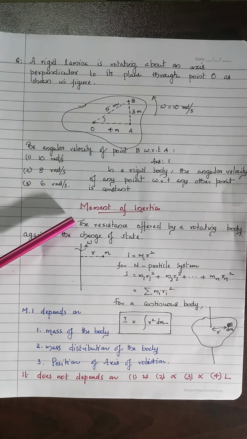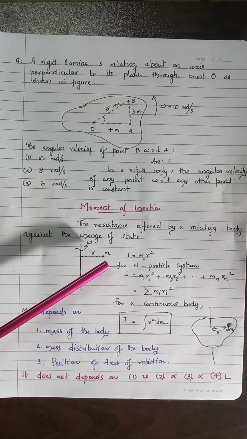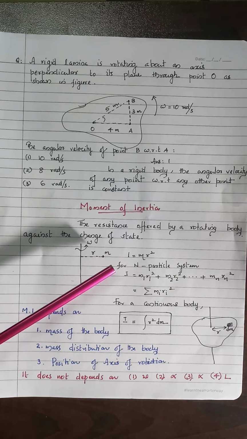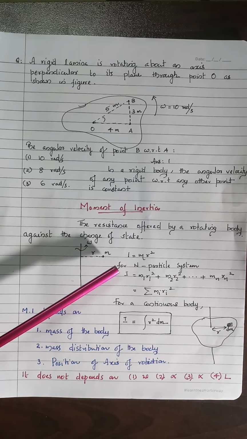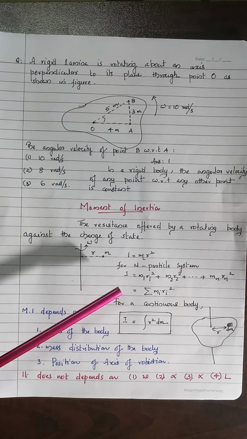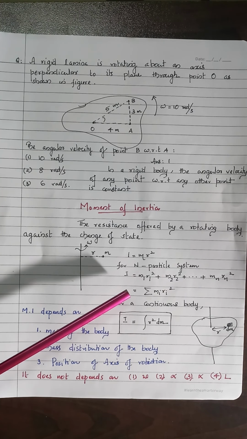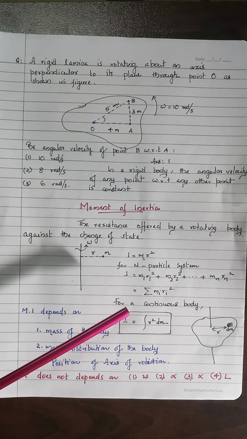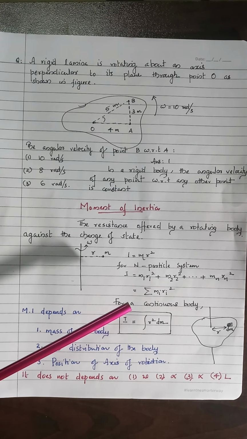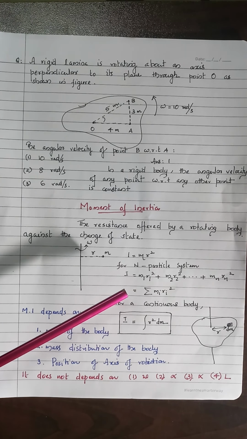We can take one question from this area, moment of inertia. Very, very important concept. And keep in mind, it is the resistance offered by a rotating body against the change of state. For a single particle, we can say I is equal to m into r square, the mass into the square of the perpendicular separation between the particle and the axis. But for an n particle system, it is sigma mi ri square. We have to consider all the mass particles constituting the body, and all the perpendicular separations.